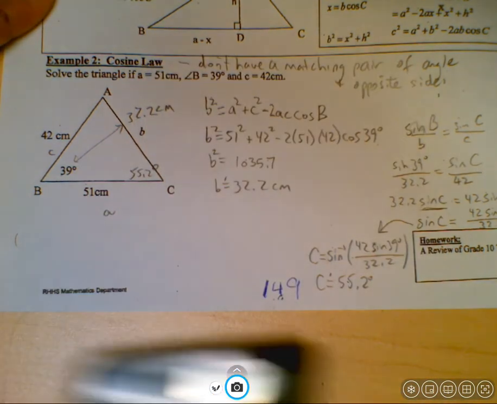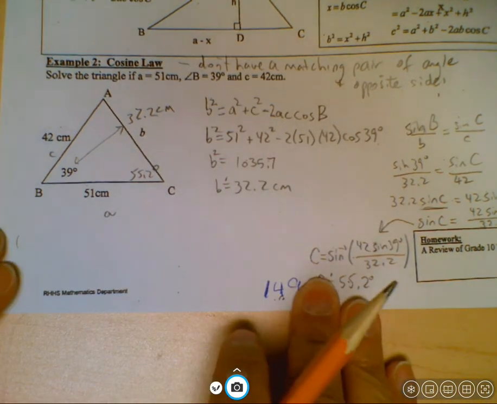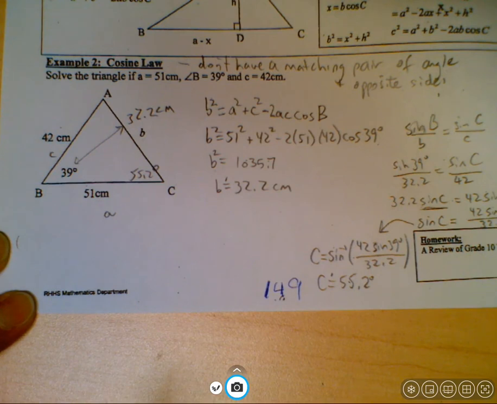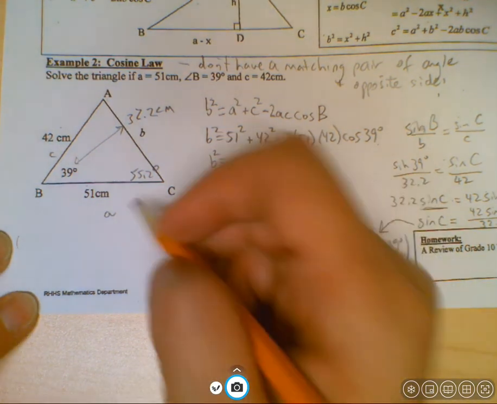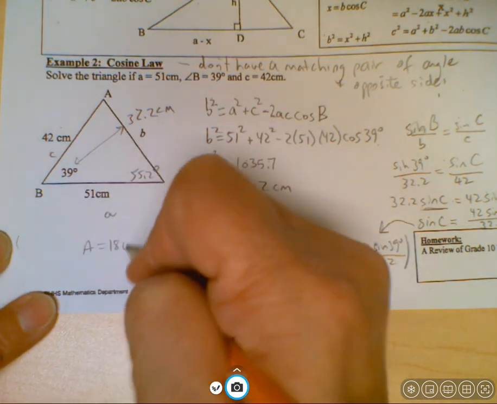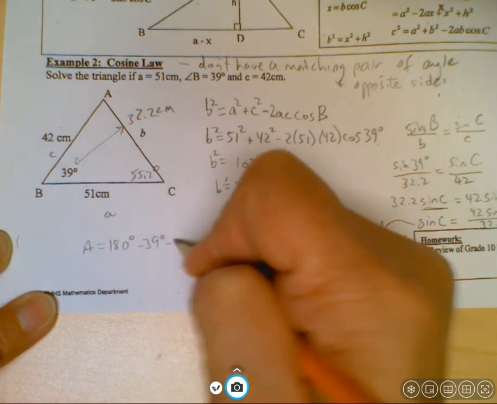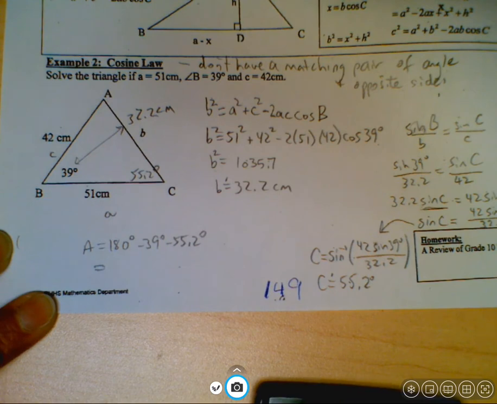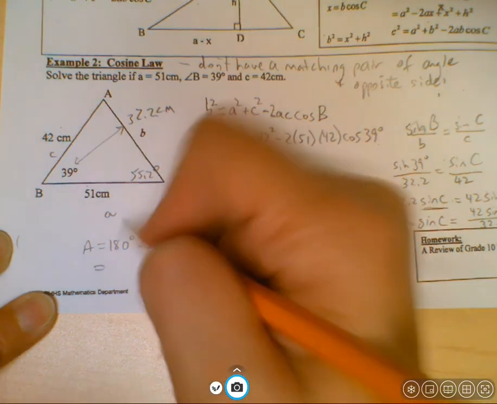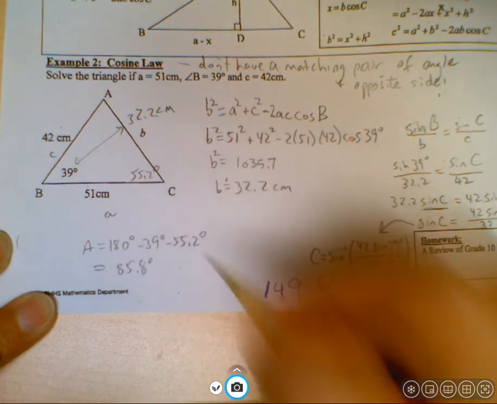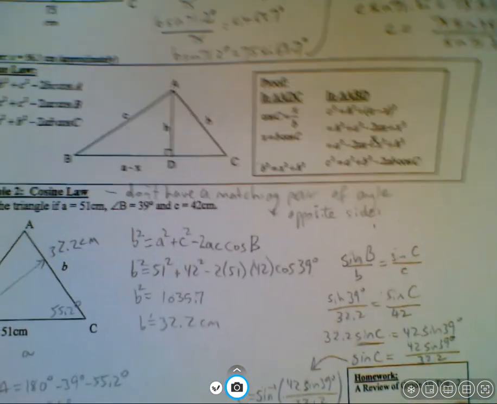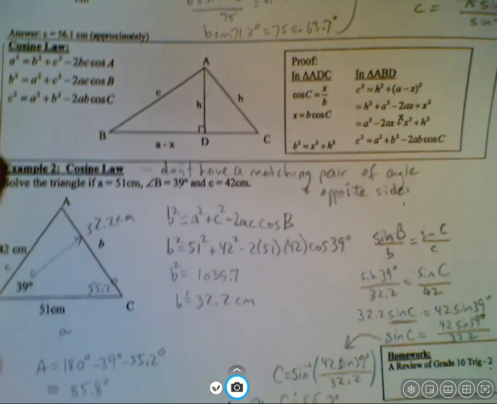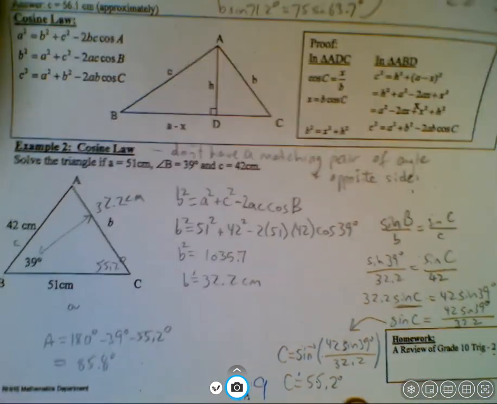Okay, last thing I need to find is angle A, right? I don't need to go through all of this process to find angle A because I can use the fact that they all add up to 180. And I get 85.8 degrees. Okay, so now I've got all of them and I've solved the triangle using the cosine law.